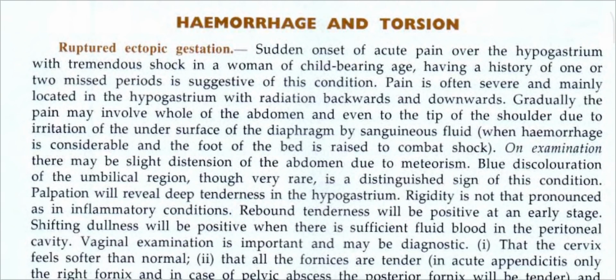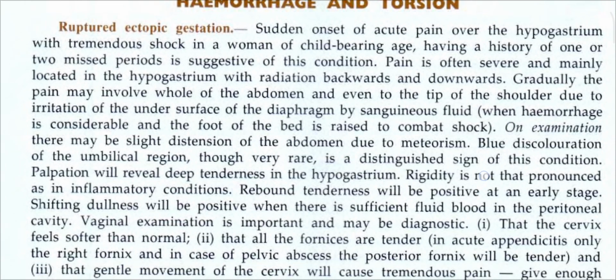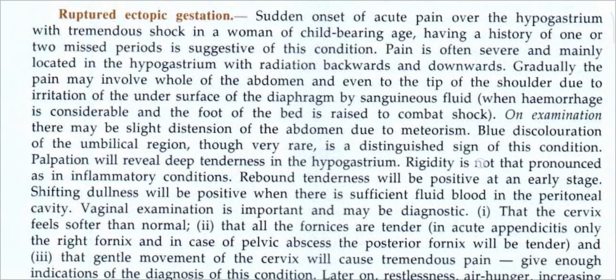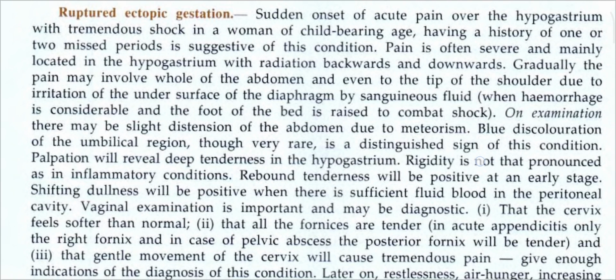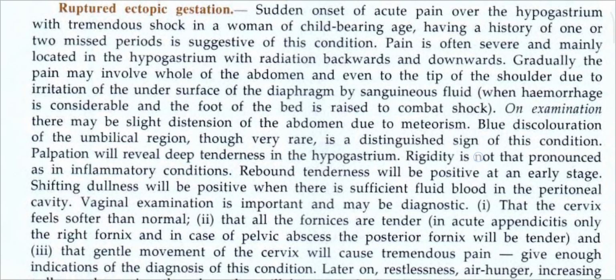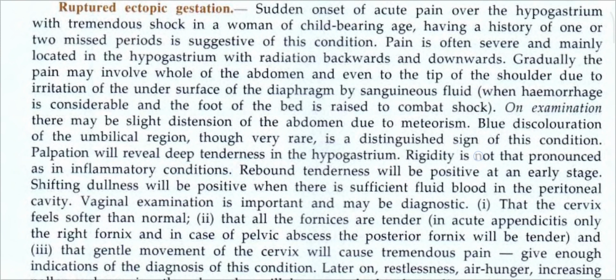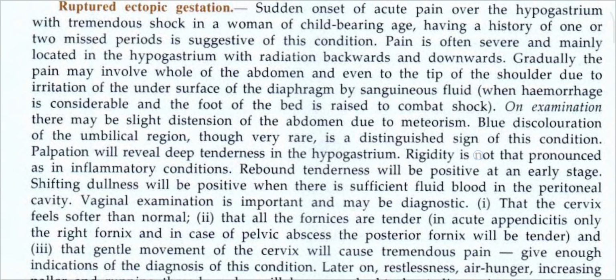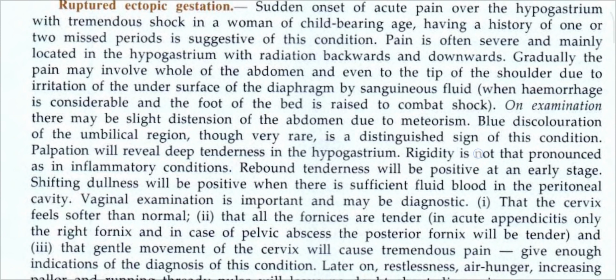Hemorrhage and torsion. Ruptured ectopic gestation. Sudden onset of acute pain over the epigastrium with tremendous shock in a woman of childbearing age having a history of 1 or 2 missed periods is suggestive of this condition. Pain is often severe and mainly located in the hypogastrium with radiation backwards and downwards. Gradually, the pain may involve the whole of the abdomen and even the tip of the shoulder due to irritation of the undersurface of the diaphragm by sanguineous fluid.